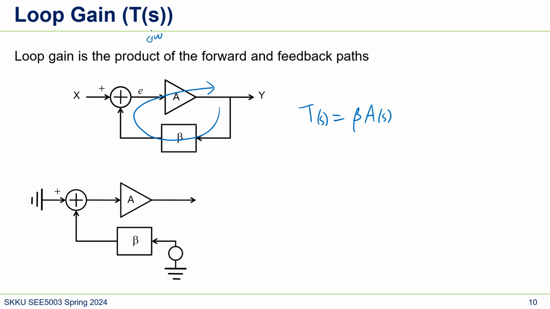Besides, by the way, X over Y, which is input to output, is the closed loop gain.